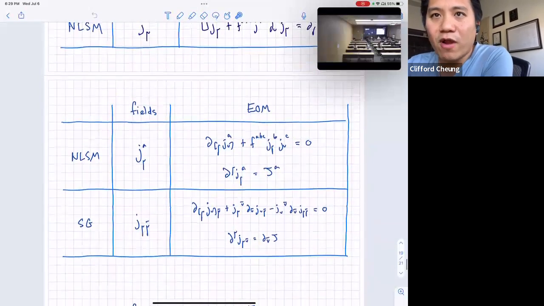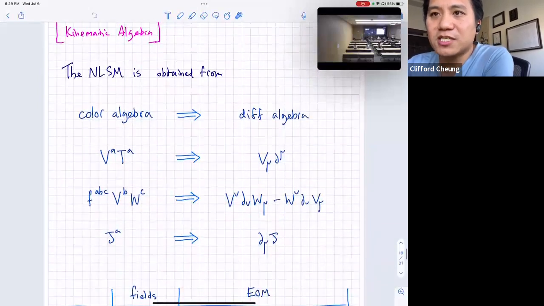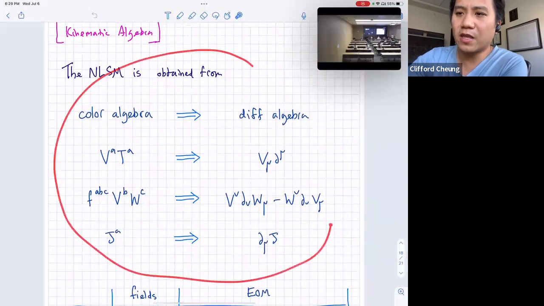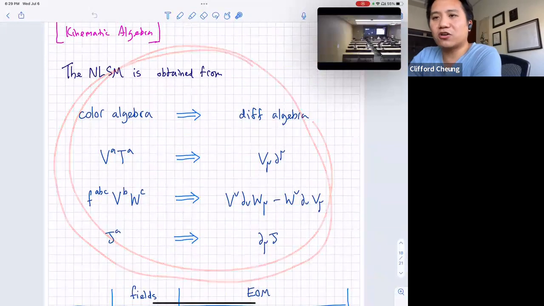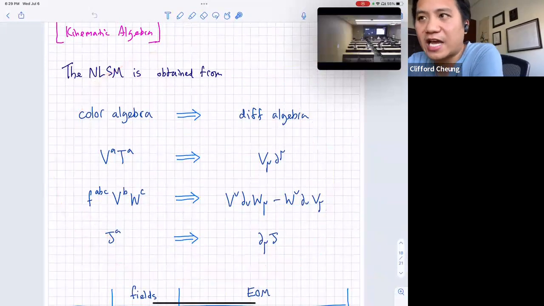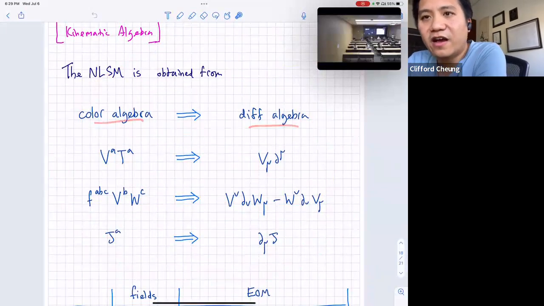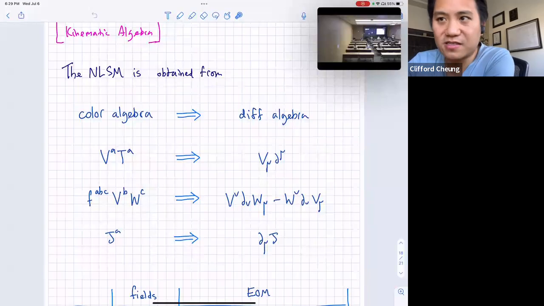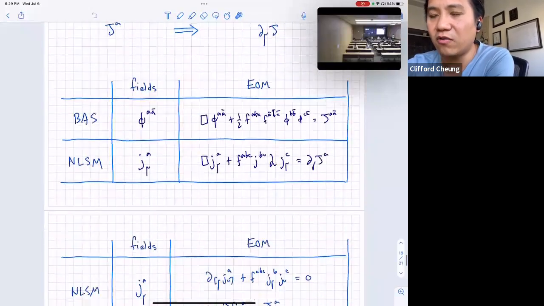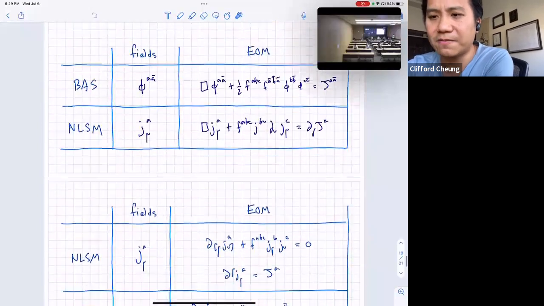I'm going to wrap up in 5 minutes, but let me say something a little more about the NLSM, which is that you can see here that this picture transcends flat space scattering amplitudes. Just the notion of color going to diff, I can do that in curved space, I can do that at loop order, and so on. And there's been a ton of progress in that direction. Let me now tell you about that.